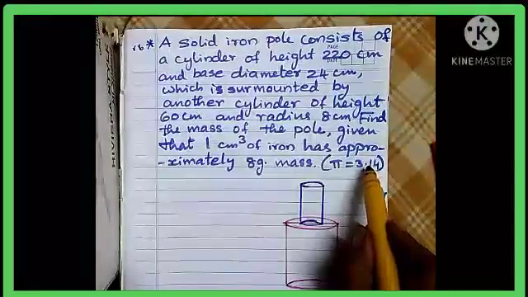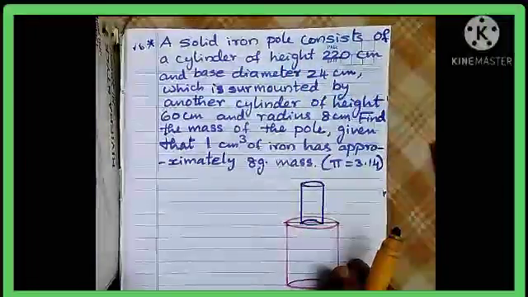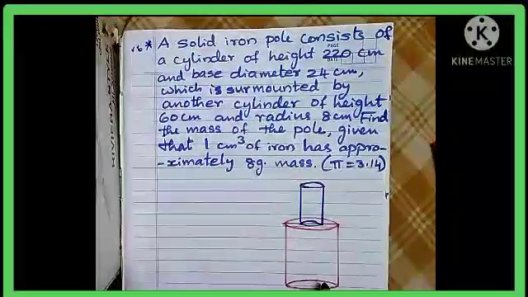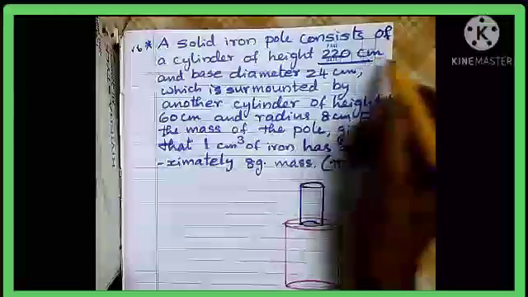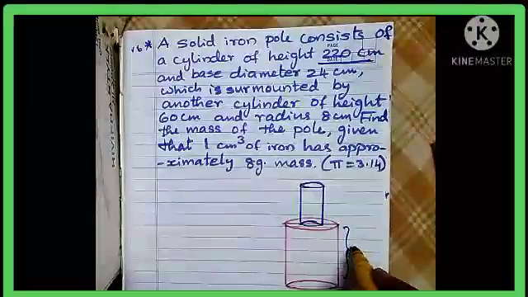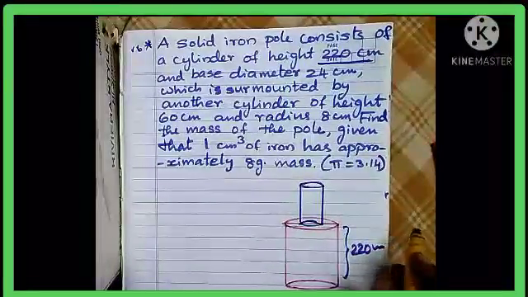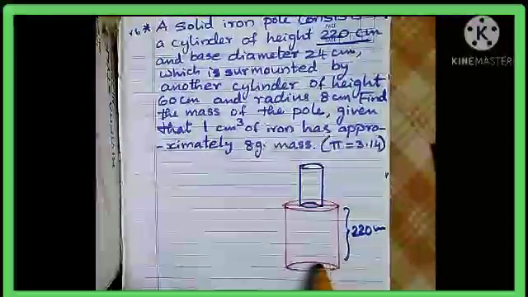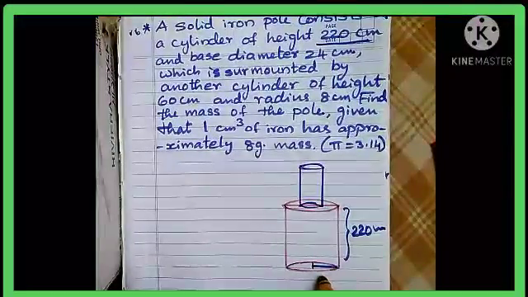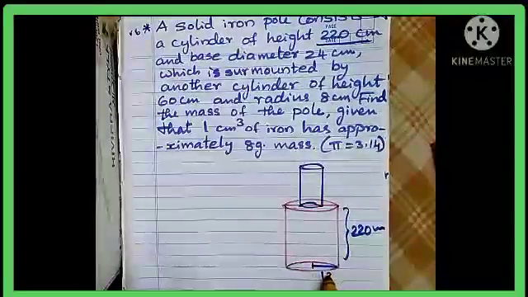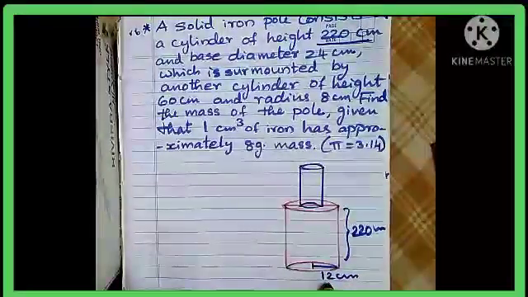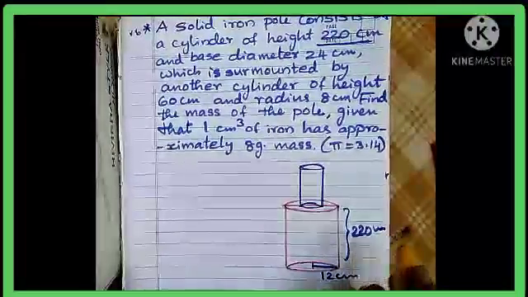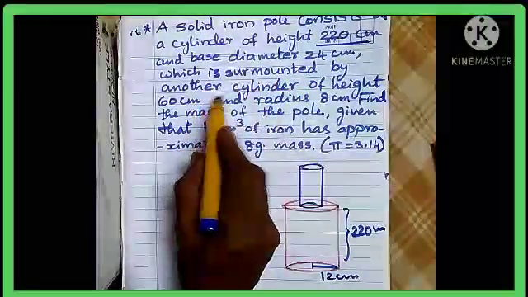So what is given? A solid iron pole consists of a cylinder. So first we have to consider a cylinder which is having the height 220 centimeters. So here we can select the height 220 centimeters and base diameter 24. Base diameter 24 means here we can select the radius, half of 24, that is 12 centimeters. So base radius 12 and here the height is 220, and which is surmounted by another cylinder.